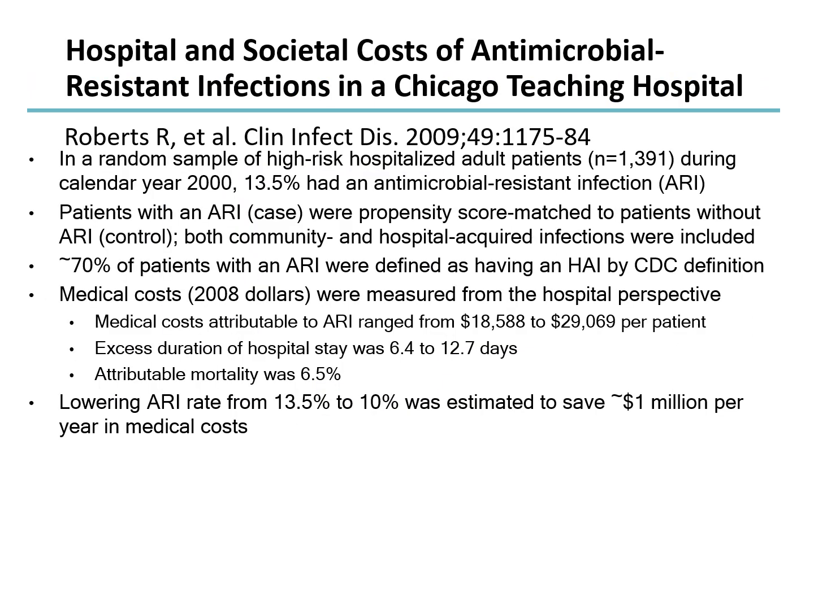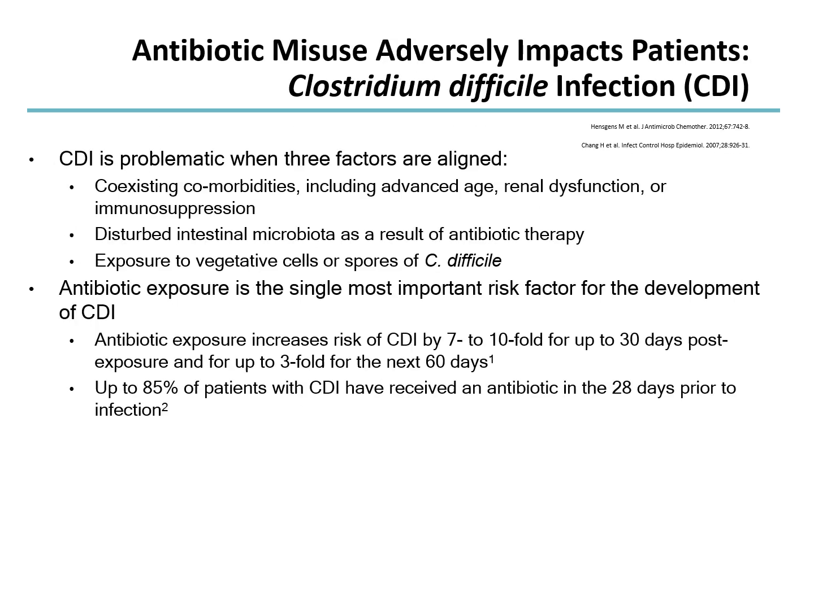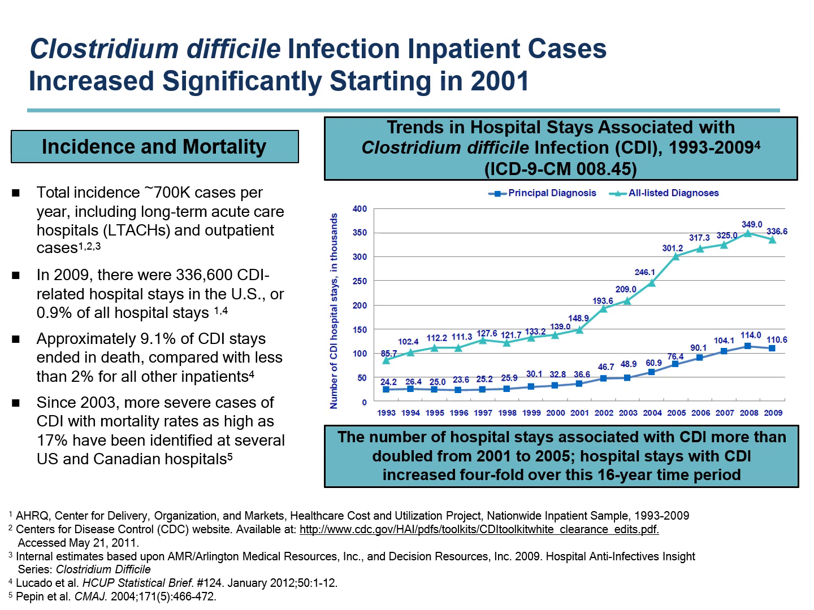Lowering the rate of antimicrobial-resistant infections from 13 to 10% was estimated to save nearly $1 million per year in the medical setting. Toxin-mediated infection is problematic when three factors are aligned: coexisting morbidity, disturbed microbiota, and exposure to vegetative cells or spores of C. difficile. Antibiotic exposure is the single most important risk factor for development of Clostridium difficile. A total incidence of 7,100 cases per year, including long-term acute care hospitals, was observed, and nearly 9% of the Clostridium difficile infections ended in death. More severe cases of CDI were attributed to inappropriate drug utilization.